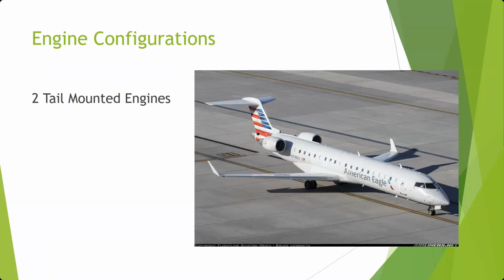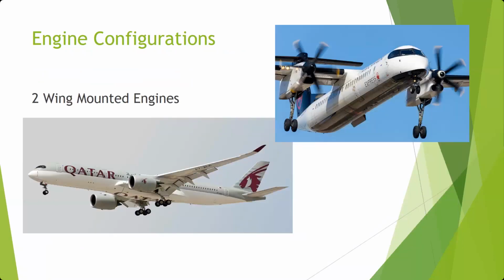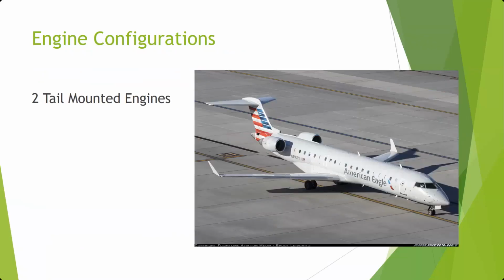That's a 67-seat aircraft. These here, that's an A350, holds a couple hundred people. That's a Q400-8, holds 50 people. That holds 67 people.